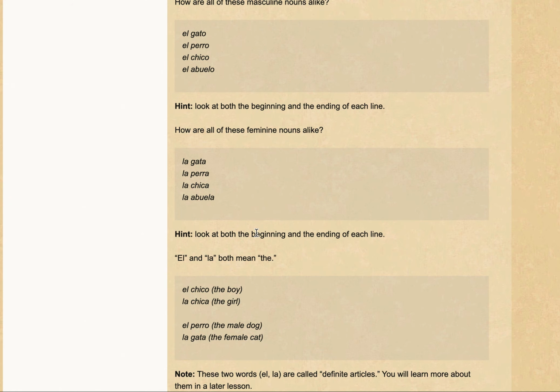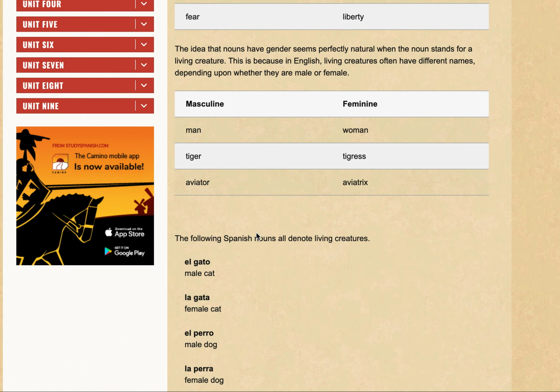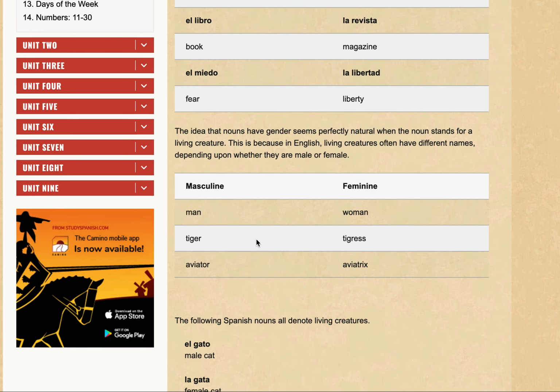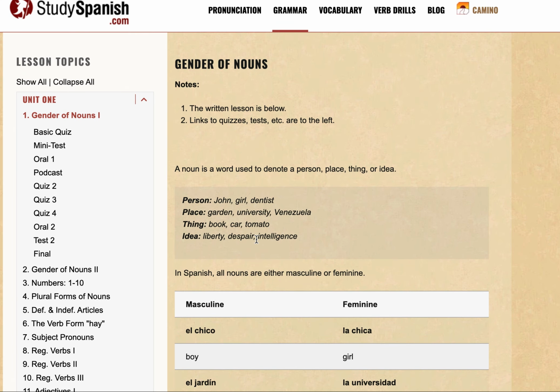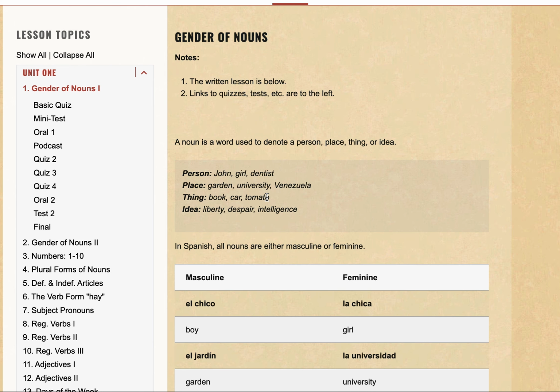As you shall see in upcoming lessons, Spanish places a great deal more emphasis on gender than does English. So just to recap, we have seen what is a noun, right? A noun is a word to denote a person, place, thing, or idea, and we have seen what could be a person, what could be a place, what could be a thing, what could be an idea.